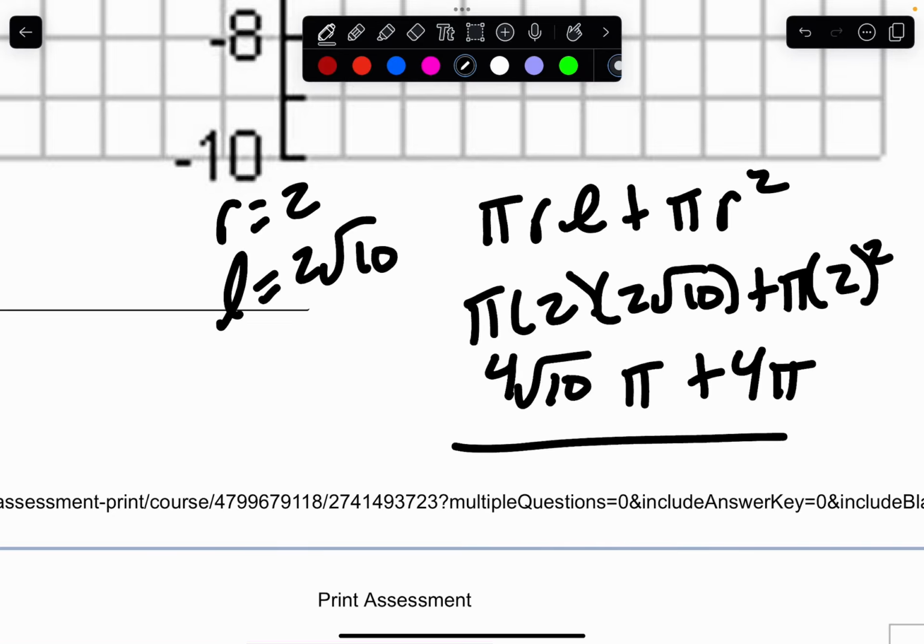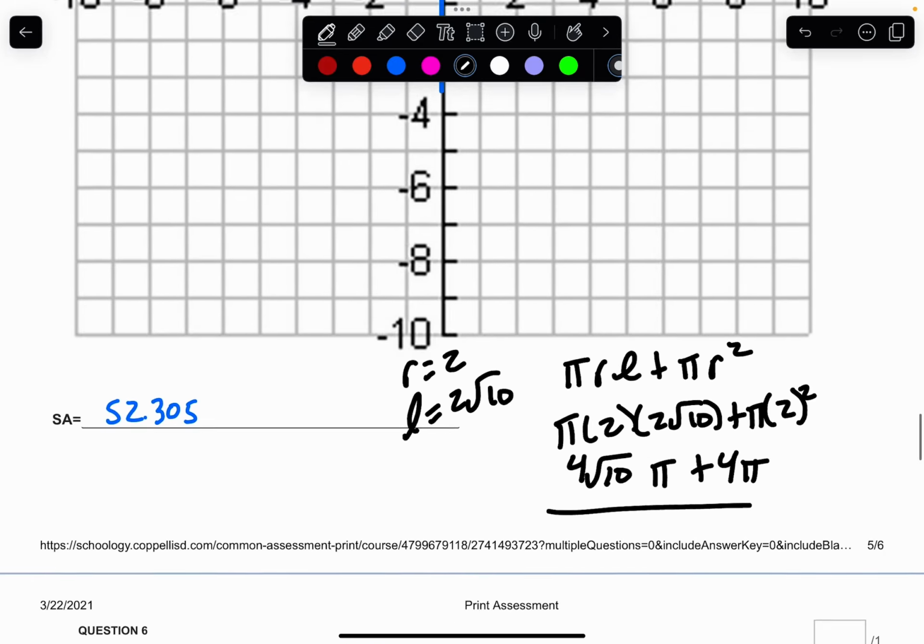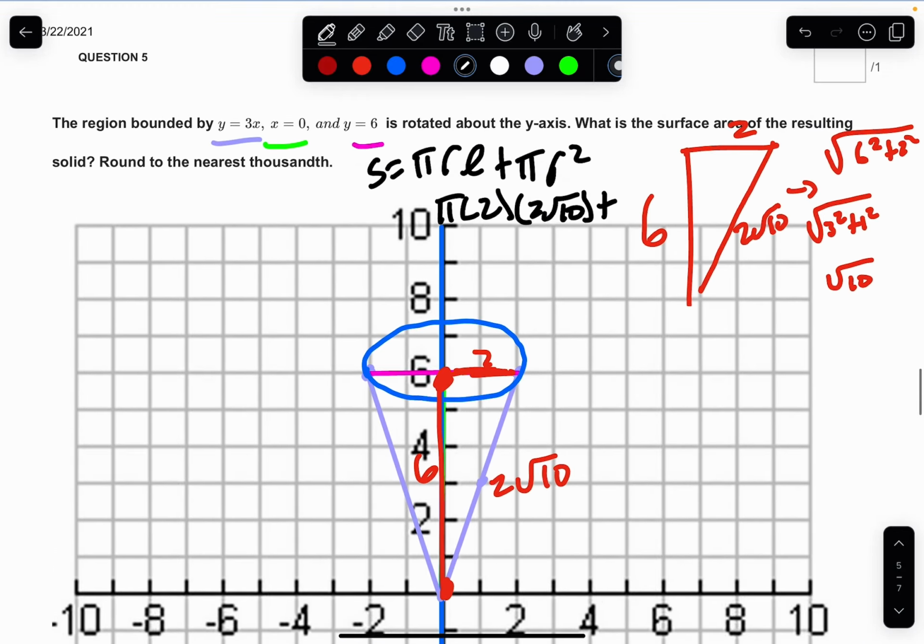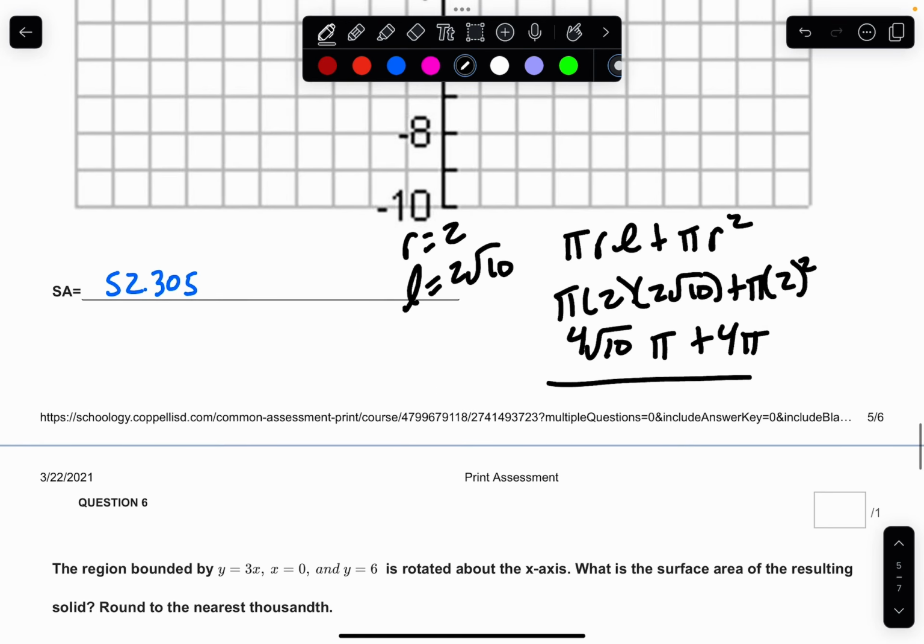If it said leave exact, we're done. These are unlike terms. Make sure I got the right numbers. I'm feeling good about that. I typed that in. Hopefully we got the right answer. 4 root 10 times pi, use the pi key, plus 4 pi, use the pi key, 52.305, nailed it.